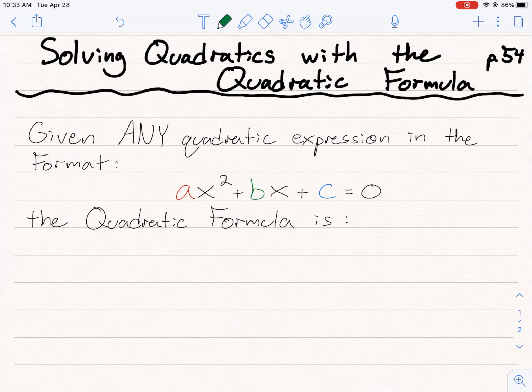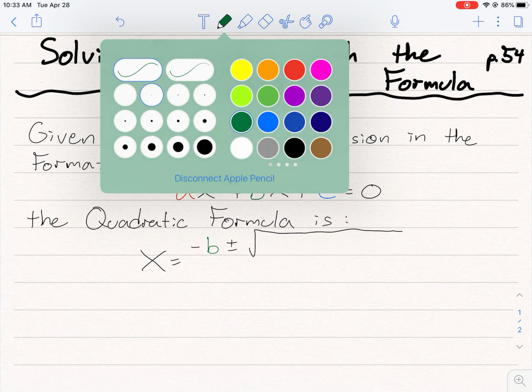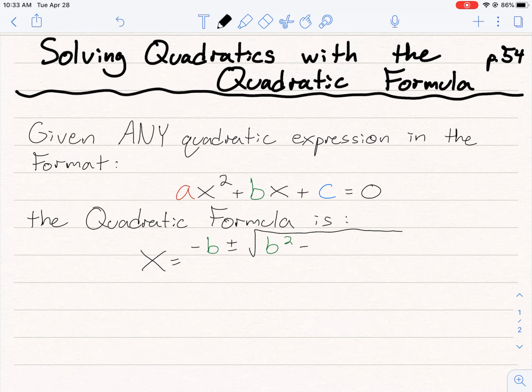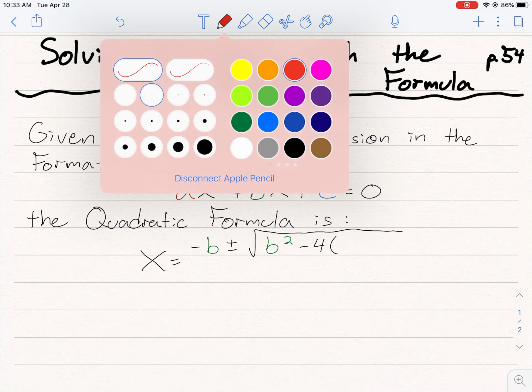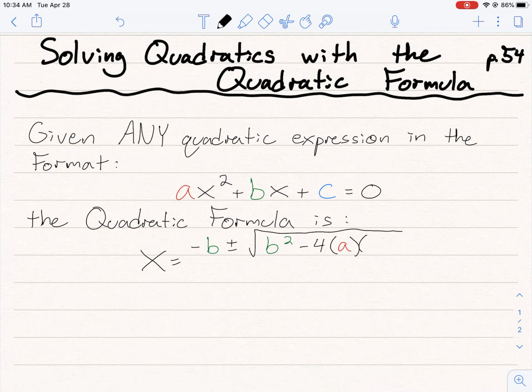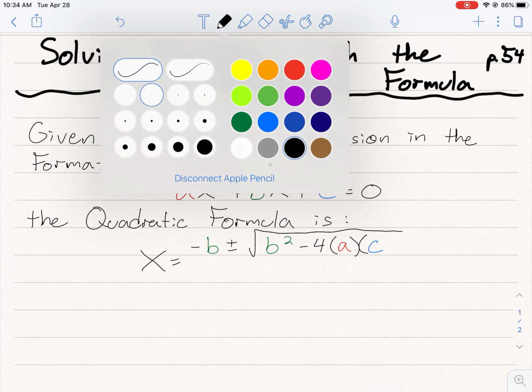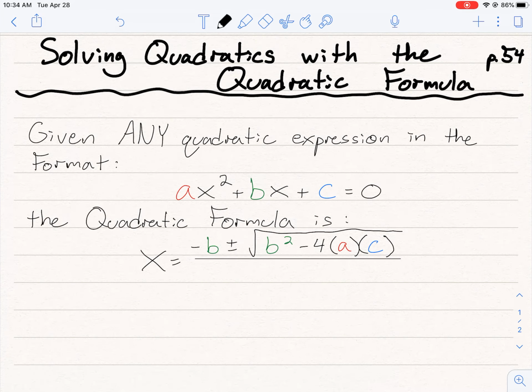So, given any quadratic expression in the format ax squared plus bx plus c, where a, b, and c are all just coefficients and numbers, the quadratic formula is x is equal to negative b plus or minus the square root of b squared minus 4 times a times c, all over 2 times a. And that is the quadratic formula.